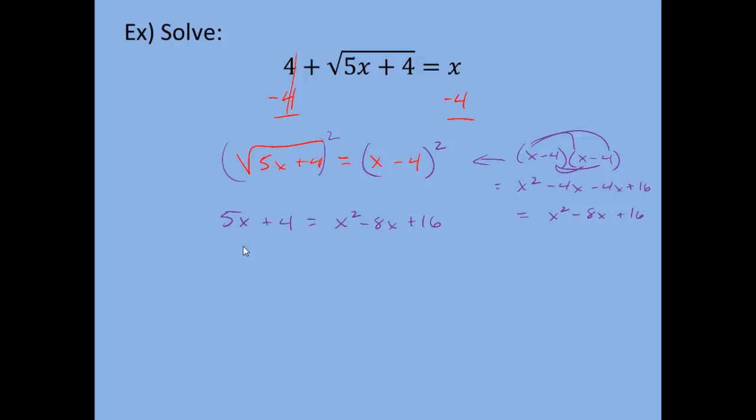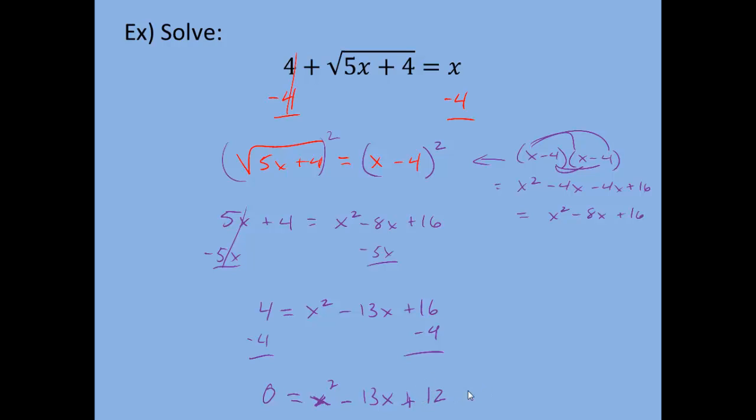So I'm going to solve this by subtracting 5x and subtracting 5x here. So I'm going to cancel these out. I'm going to be left with 4 equals x squared minus 13x plus 16. And I'm going to subtract 4 and subtract 4. So I've got 0 equals x squared minus 13x plus 16 minus 4, which is plus 12. Alright, so that's our equation now.